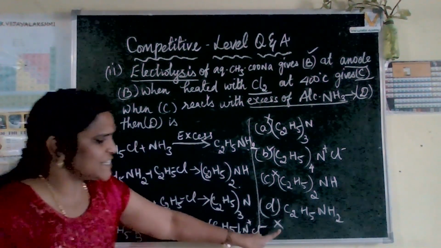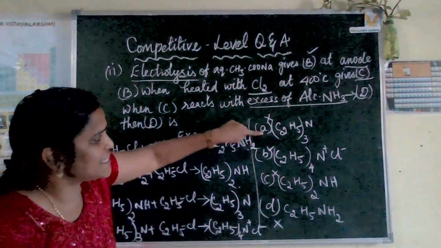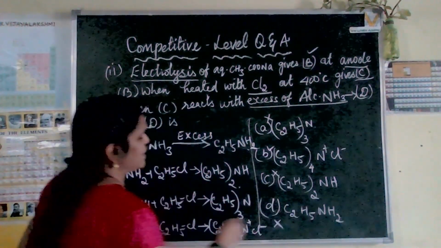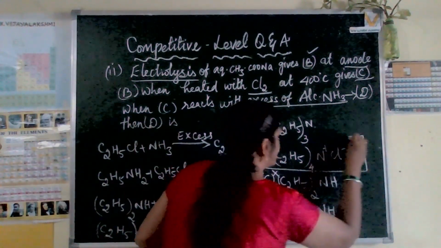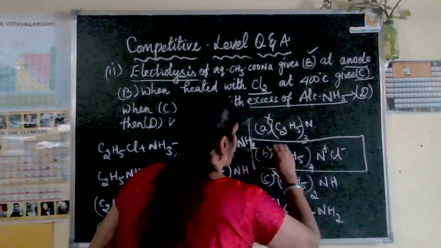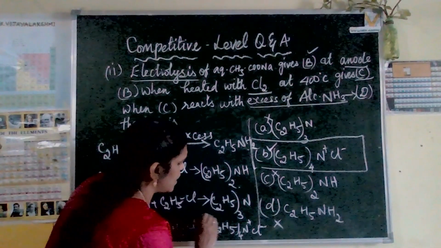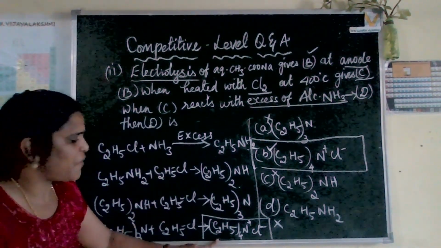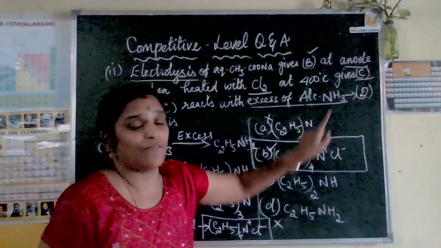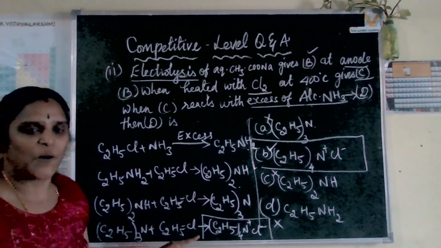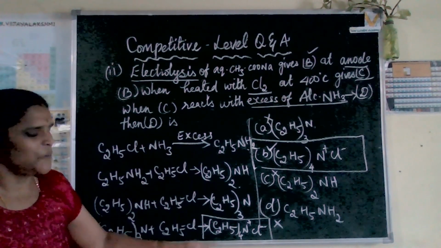Now the other options are wrong. Why did I say it is wrong? Because the first step only is being shown. The second step is also wrong, and the third step too, because with excess you get this compound only. So this one is correct. Why are the others wrong? Because we want the final product only. They asked for reaction with excess alcoholic NH3, so you get this. Hope you are clear with it. Let us go for the next question.